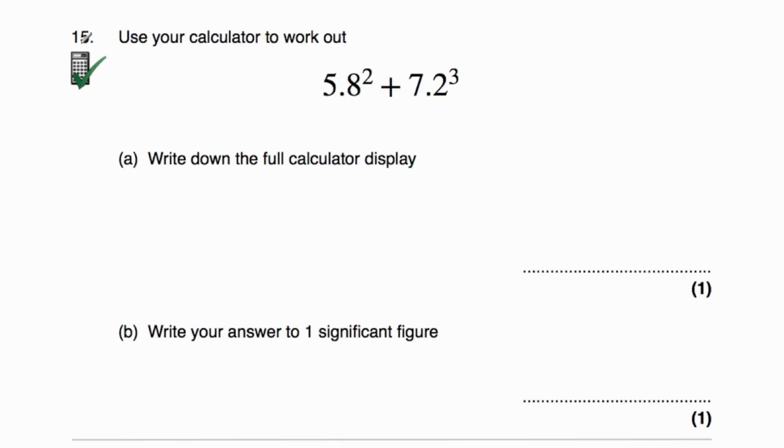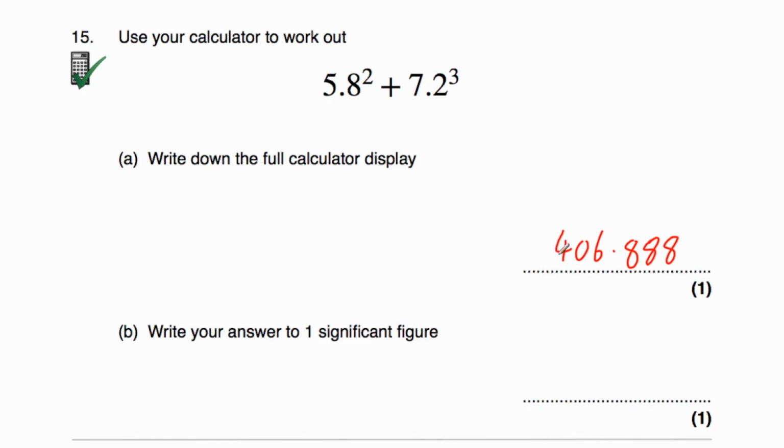Okay, let's have a look at question number 15. Question number 15 says, use your calculator to work out the value of 5.8 squared plus 7.2 cubed. And whenever I do that, I get an answer of 406.888. And then the next question, part B, says write our answer to one significant figure.